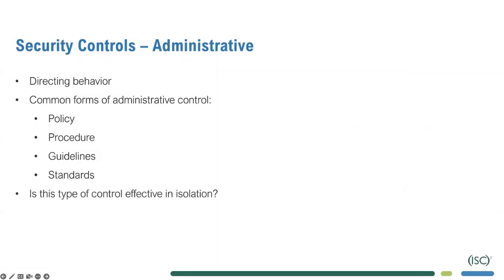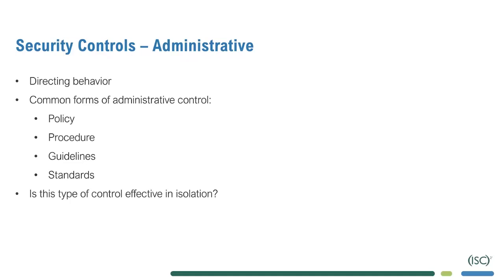So controls relating to the administrative category, these are telling people how to behave. We have policies, procedures, guidelines, standards. Policies are a high-level statement. Procedures are step-by-step instructions on how to do something. Guidelines are recommendations. With guidelines, think about the word you should. You should do these things. Standards, the word to remember is must. Standards say you must do something. Guidelines are just recommendations. Standards we have to follow.